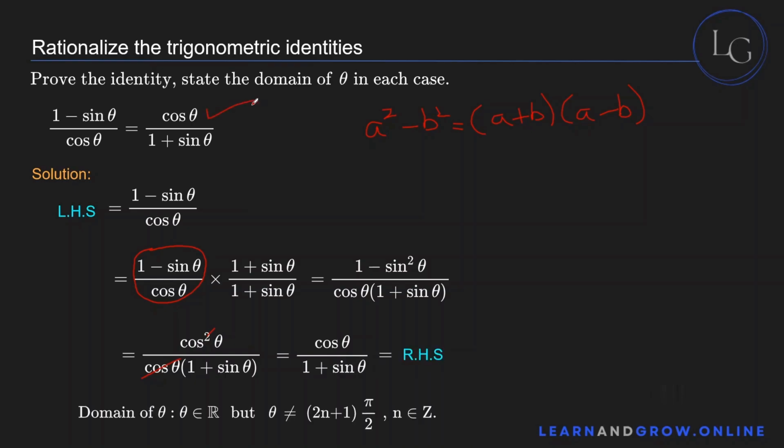And the domain, well, the domain is basically all real numbers, but theta cannot be equal to 2n plus 1 into pi by 2. Why can it not be equal to 2n plus 1 into pi by 2? Well, because the denominator can never be 0. Because once the denominator becomes 0, the function becomes undefined. Anything divided by 0 is undefined. And basically 1 plus sine theta cannot be equal to 0, so sine theta cannot be minus 1.